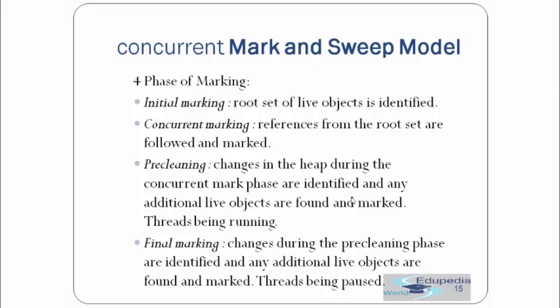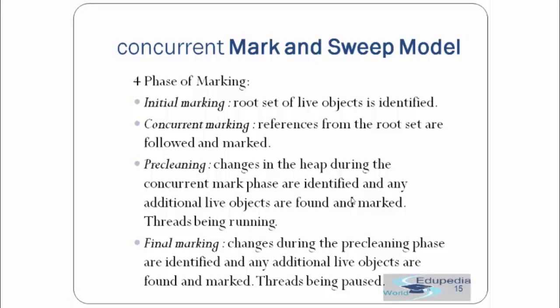The first phase is initial marking. In initial marking, the root set of live objects is identified. So we identify the direct references to your live objects, and those are marked. After that, we have concurrent marking. In concurrent marking, references from the root set are followed and marked. So whatever references we have, like first-hand, second-hand or third-hand references, all of those are marked in the concurrent marking phase. These are followed from the root set, and if we find references, we mark them. Then we have pre-cleaning.